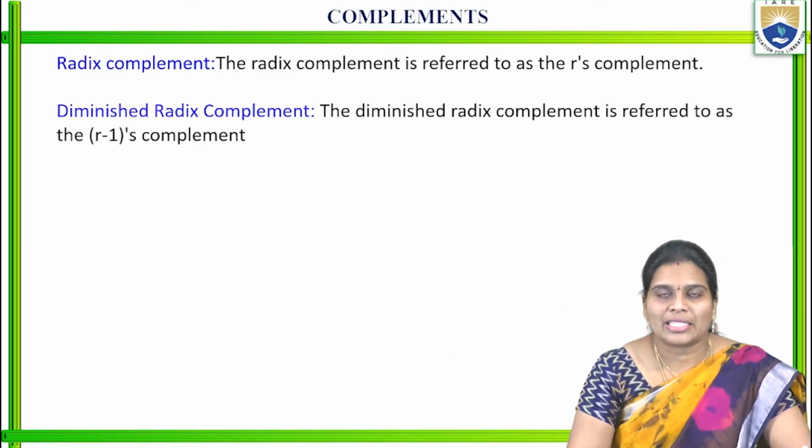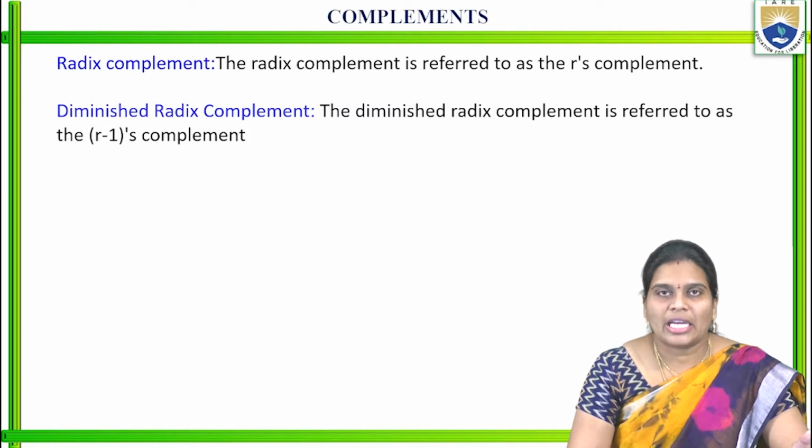So in this radix complement, what is the radix complement? That is the base or radix value of that particular number system. In this one we are taking the binary radix complement. In binary, the base value is 2 only, so here we have the 2's complement. The next one is the diminished radix complement, represented as the r minus 1's complement. That is the 2 minus 1 complement. So in the binary complement, we have the 1's complement as well as the 2's complement.